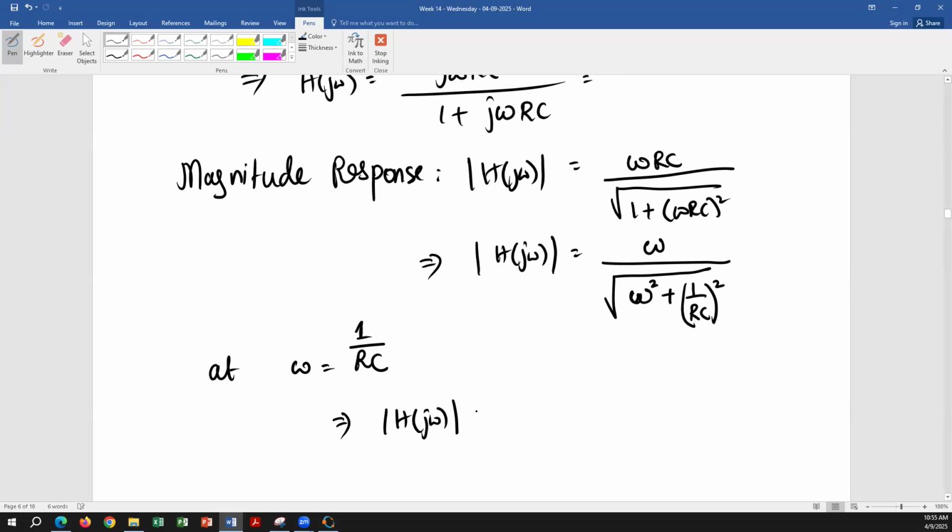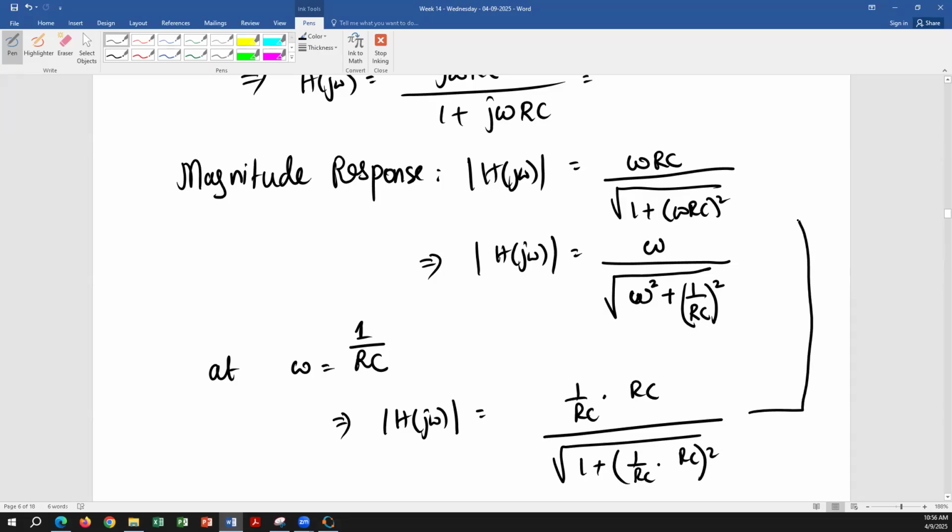H of j omega, we can use this equation as well if you want, or this equation, whichever. We can just use this equation: 1 over RC times RC divided by the square root of 1 plus 1 over RC times RC squared. So we are using this equation, right? RC cancelled out, RC cancelled out, and you're going to be left with 1 over the square root of 2. So for high pass filter also, the cutoff frequency is omega equal to 1 over RC.